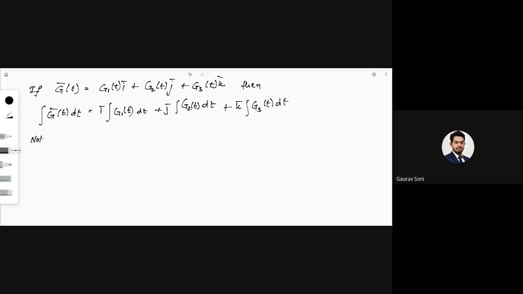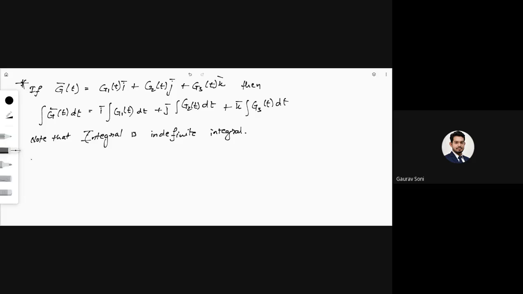Note that the integral is an indefinite integral. Okay, so this is our usual integration that we have done in our 12th standard, the usual indefinite integral.